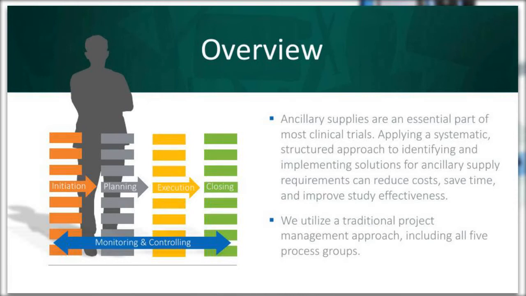We believe that applying a traditional project management approach, this is an ISO guideline that was developed by the Project Management Institute, and it involves 5 process groups, and we're actually going to go through each of those process groups today, aligned with how you should conduct your ancillary supplies process during your clinical trial to really do those 3 things that I mentioned, which is keeping your costs down, keeping your timeline down, and keeping your risks low. The 5 process groups we're going to go through include initiating, planning, executing, monitoring and controlling, and then closing. And so we'll address all of those individually.